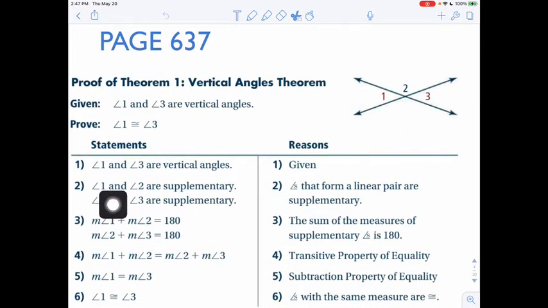Next, we can say that angle 1 and angle 2 are supplementary. Here we have a linear pair from angles 1 and 2. We also have a linear pair from angles 2 and 3, so we can say angles 2 and 3 are supplementary, and that is because angles that form a linear pair are supplementary.